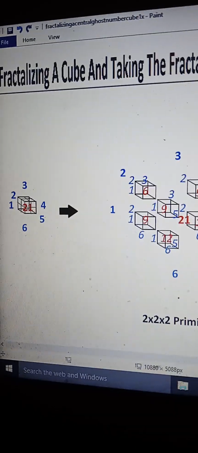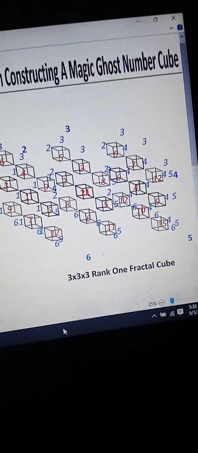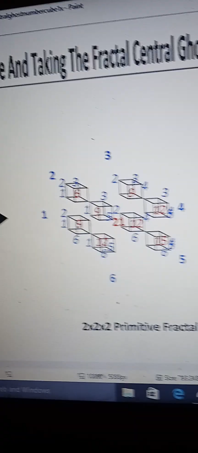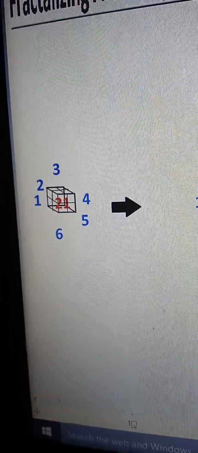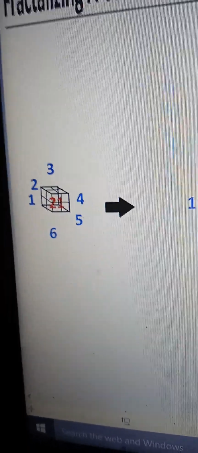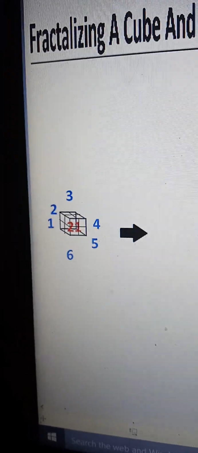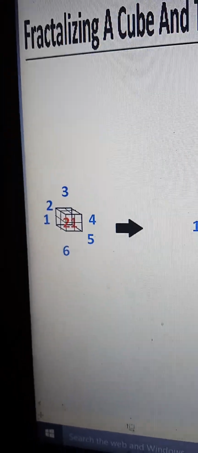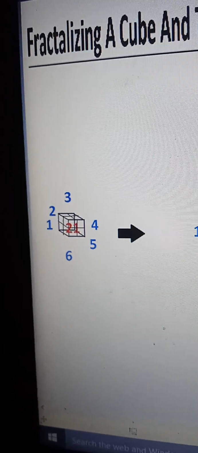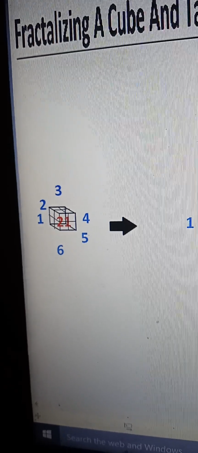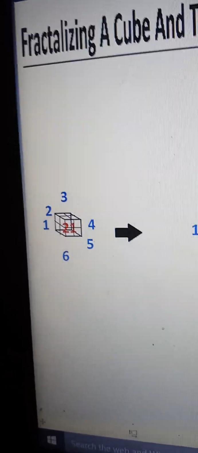I call this fractalizing the cube and taking the fractal central ghost numbers and equivalence and constructing a magic ghost number cube. This is the beginnings of a magic ghost number cube. It has all the primary numbers around it, 6 of them. You can't have any more or less than 6 because they represent the 6 faces of a cube in space. And I always color them blue.